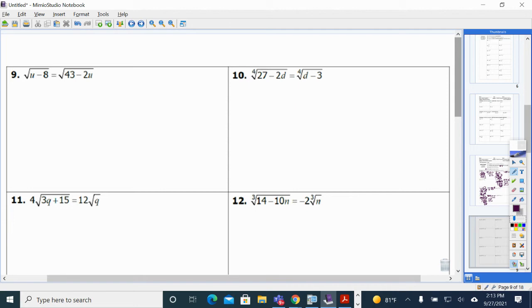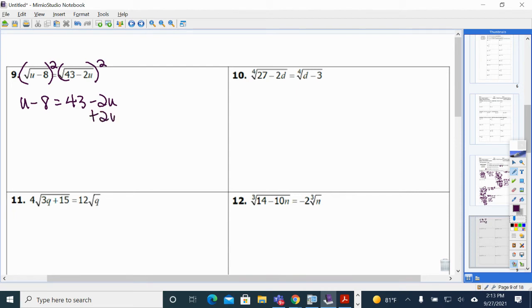Now, notice on number 9, we have radicals on both sides. Both radicals have the same index. This is probably the easiest one on the whole page. We're going to just go ahead and square both sides because there's no way to isolate. And that's what's going to be confusing. You've gotten into such a good habit now of isolating the radical, and we can't isolate the radical here. We have to just go ahead and square both sides. The radicals both go away. You have u minus 8 is equal to 43 minus 2u, and then solve.